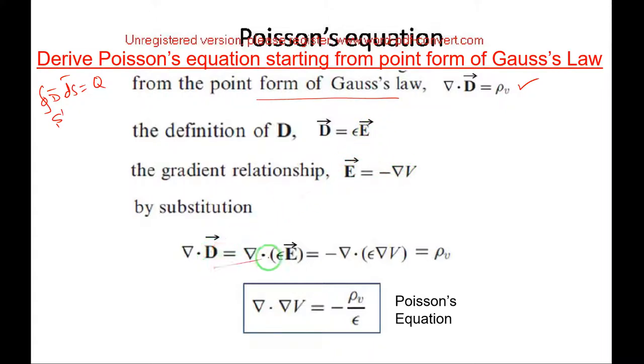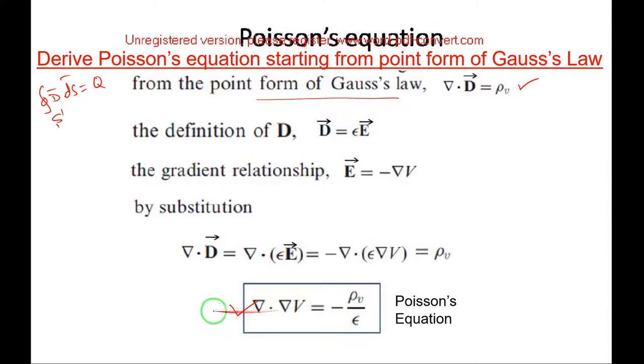So del dot of D, D is equal to epsilon E. For D you substitute epsilon E. Then E is equal to minus del V, right? That is equal to rho V. So del dot of del V is equal to minus epsilon is taken and divided here. So del dot of del V is equal to minus rho V by epsilon. This we call as Poisson's equation.